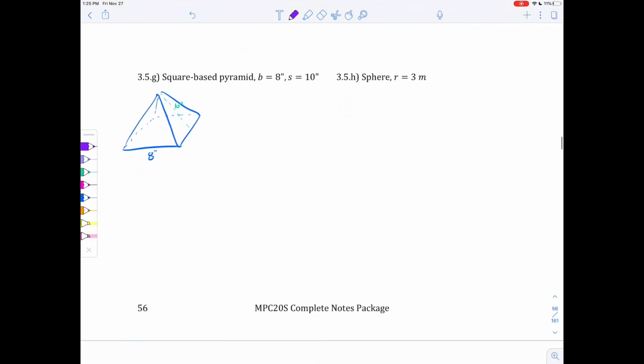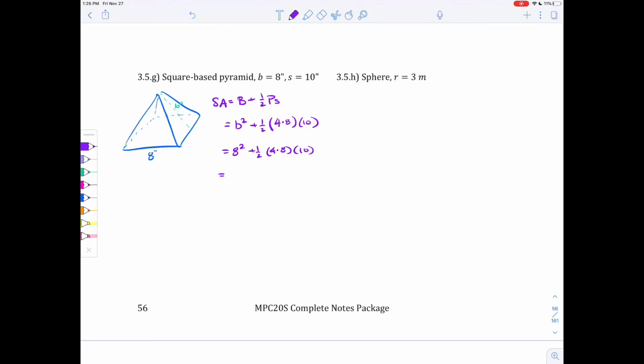For a pyramid in general, surface area is the area of the base plus half PS, which in this case, the area of the base is the base length squared, plus half the perimeter, which is 4 times 8, and the slant is 10. We can just plug that right in. Okay, so 8 squared plus half, 4 times 8 times 10. And then we can start evaluating things.